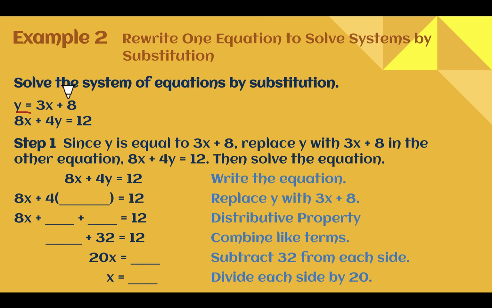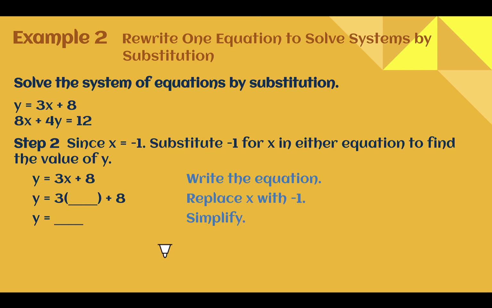So since y is the same as 3x plus 8, in our other equation where y is, we need to plug in 3x plus 8. So everything around it stays the same, except instead of y, it's now 3x plus 8, since that's what y was the same as. From there, we just need to solve. So let's distribute out. 4 times 3x is 12x, 4 times 8 is 32. Combine like terms. 8x plus 12x is 20x. I can subtract 32 from both sides, and I get negative 20. 20x equals negative 20, so x must be equal to negative 1.